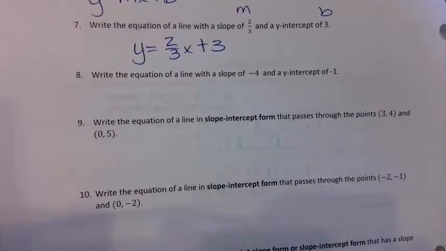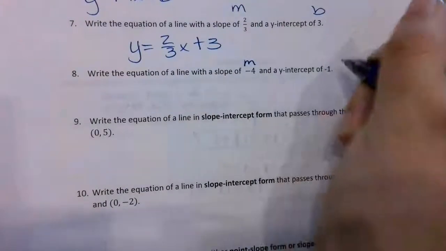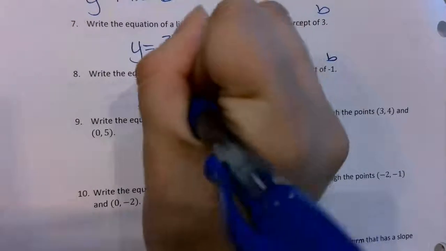Same thing on number 8. -4 is going to be my m. -1 is going to be my b. I plug those in. I get y equals -4x minus 1.